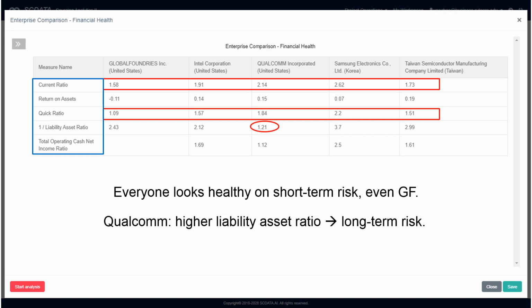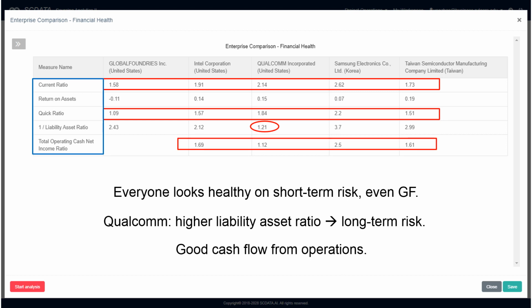They also all look healthy in the long term because their liability asset ratio is smaller than 1. That is, their inverse of the liability asset ratios are greater than 1, except Qualcomm, which is close to 1, indicating some long-term risk. Except for GlobalFoundries, which had a negative net income, all made good cash flow from operations, as the operating cash net income ratios are greater than 1. Cash flows from operations are preferred to those from investment and financing.